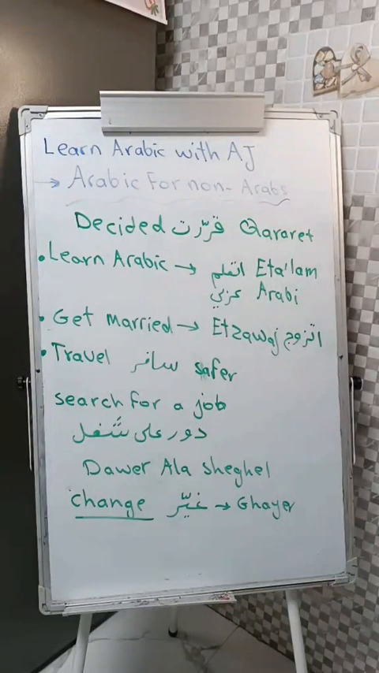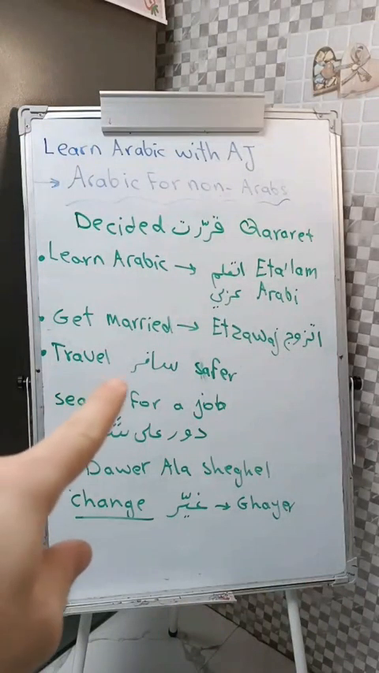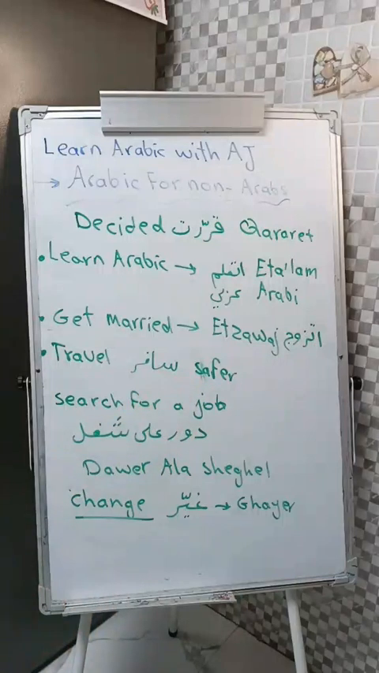قررت سافر, I wrote it, which is I decided to travel, here. قررت سافر. قررت احكي عربي, I decided to speak Arabic. قررت ما احكي مع حدا, I decided not to talk with anyone. ما احكي, not to talk. We said before ما is used for not. I decided not to. قررت ما احكي كتير, not to talk a lot.